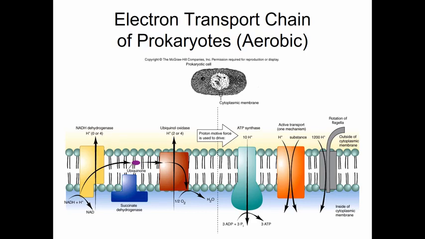If it's aerobic respiration, how many ATP are we making? Our total number before was 38. We've made 4 already, so we've got to make 34 ATP.